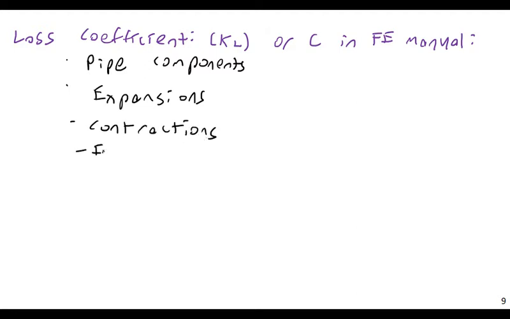exits and entrances, etc. So you'll go to your book or you go to your FE manual, and you will simply find the relevant table for the type of local appurtenance that you have, and you'll find the relevant loss coefficient. So these are determined experimentally.